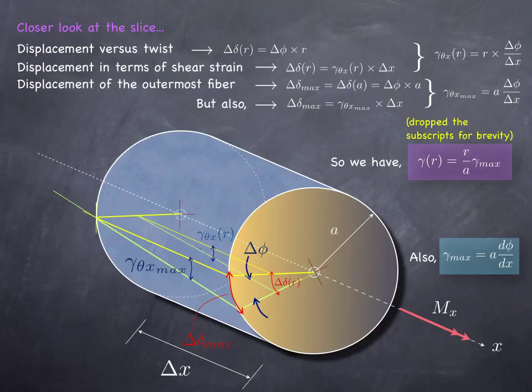If we take the limit as delta x goes to 0, it is going to be the first derivative of the twisting angle times the radius. That's going to give us the shear strain that the circular shaft would have experienced on its surface.